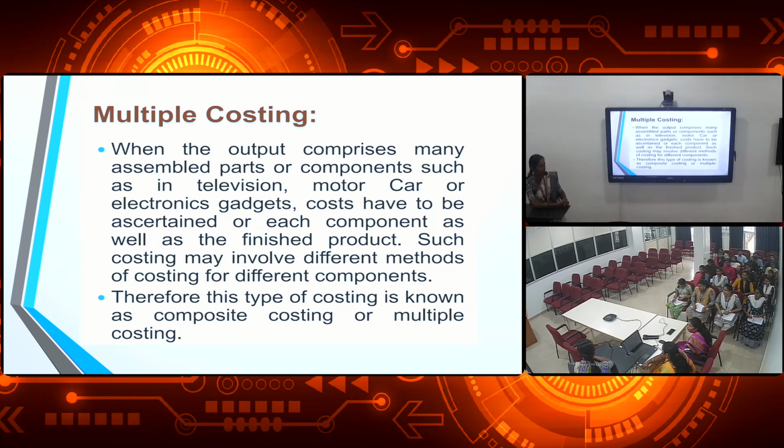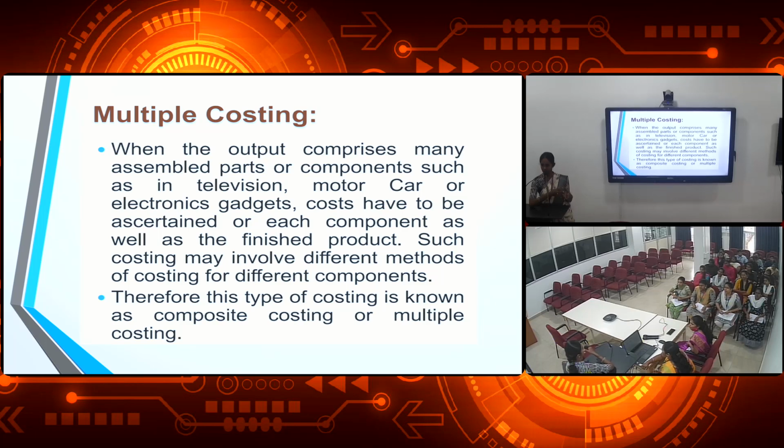So that is the example given. Motor cars or electronic gadgets: these costs have to be ascertained for each component as well as the finished product. For every part we will be giving a particular cost. For the finished product also we'll be assigning the cost. Why? We will be assigning cost to every part of the product, and for the final product also. Why? To gain profit.